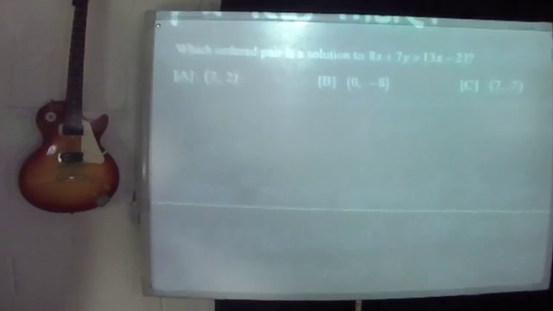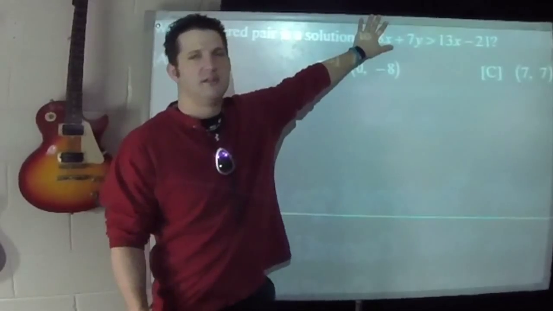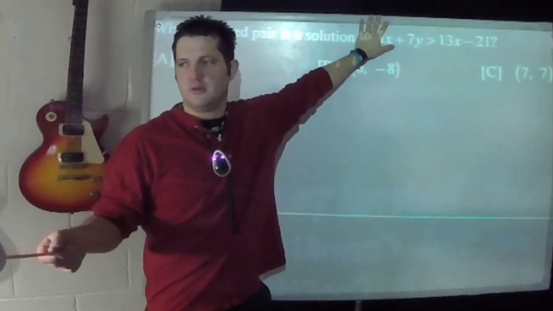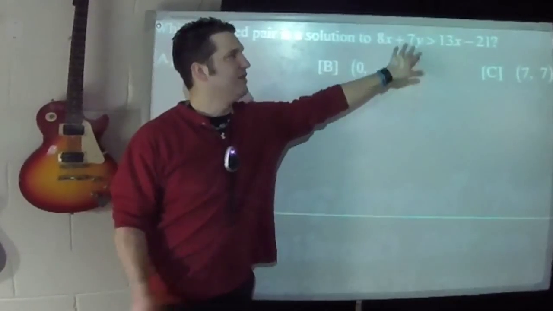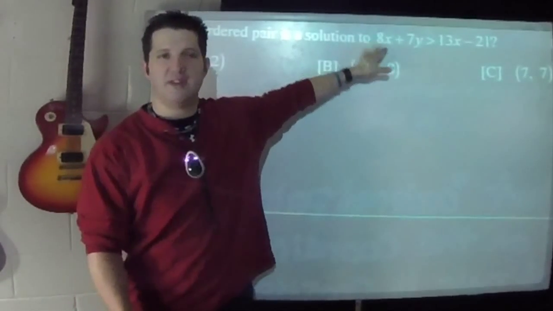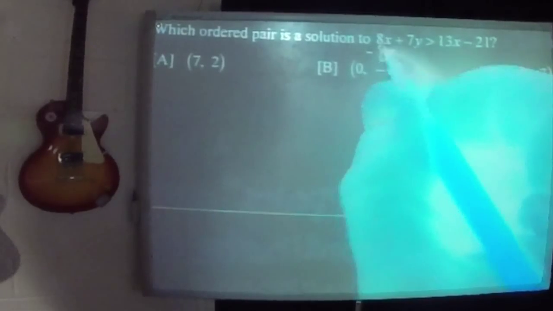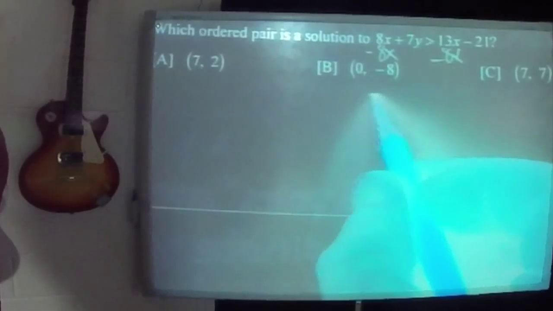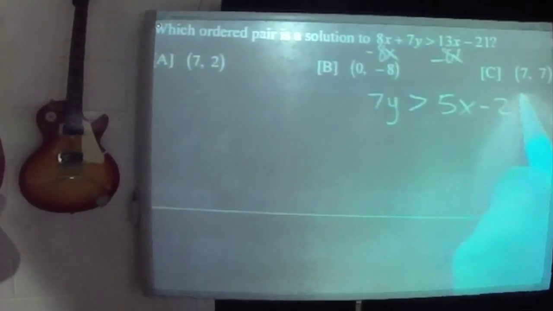All right, here's your inequality. It's all jumbled up. What's the first thing that we want to do in solving this? Get it to y equals mx plus b. So here you're saying move the 8x, right? Yeah. First thing is going to be move the 8x. Our goal is to get y equals mx plus b. Minus 8x, minus 8x. And you got 7y is less than 5x minus 21.